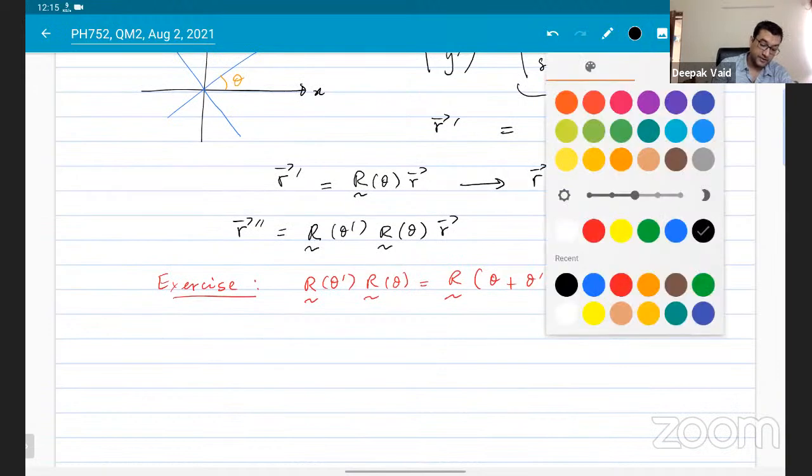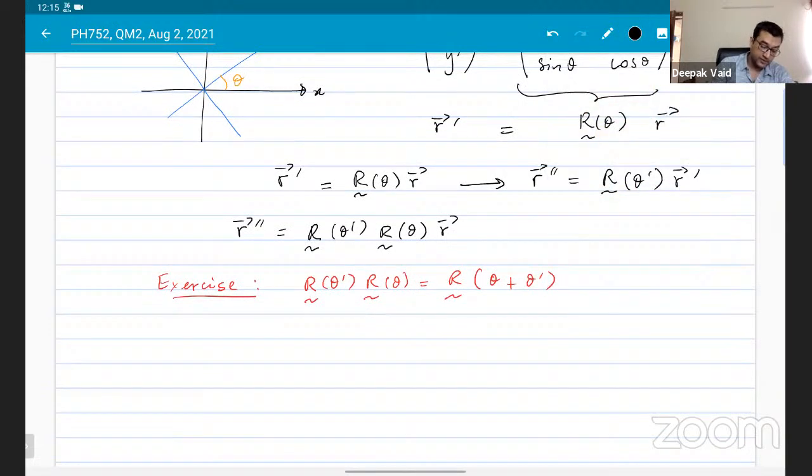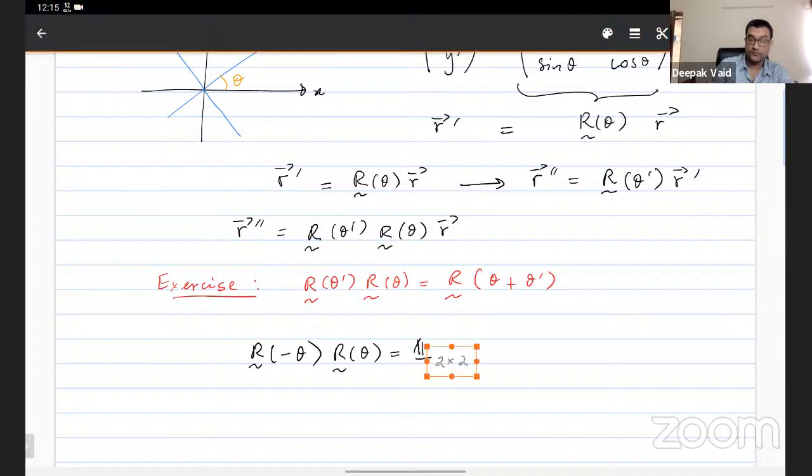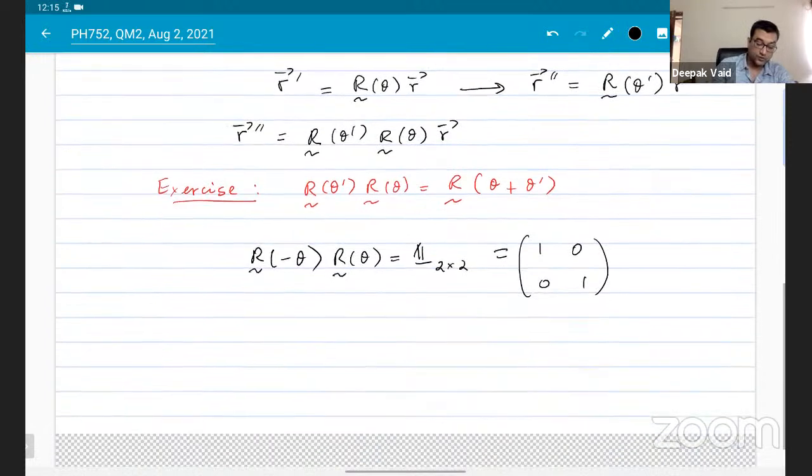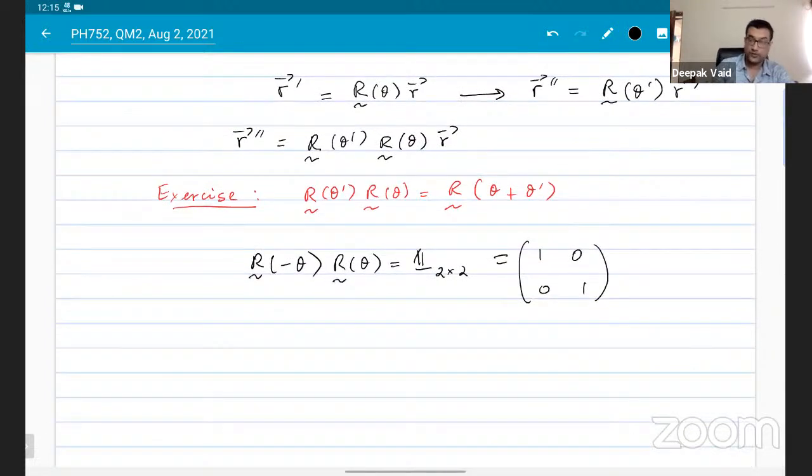And then similarly, one can show that if you take R of minus theta and you multiply it by R of theta, what do you get? You get the identity matrix. I'm just writing this so that it's clear that this is the two-dimensional identity matrix, right? So this is a group now.